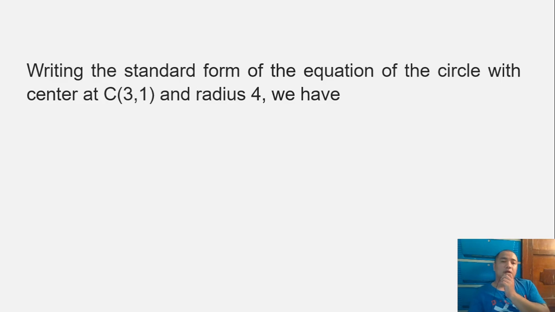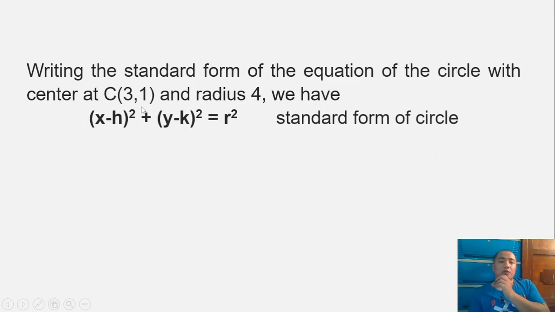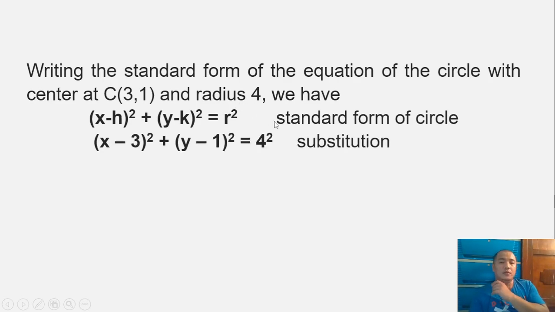The center is at 3, 1 here. Radius is 4 using the distance between the point and the line. Center is at 3, 1. So the equation is, let us now substitute in the standard form of the circle. Substitute h by 3, k by 1, r by 4. So we can now accept your answer as x minus 3 squared plus y minus 1 quantity squared equals 16.